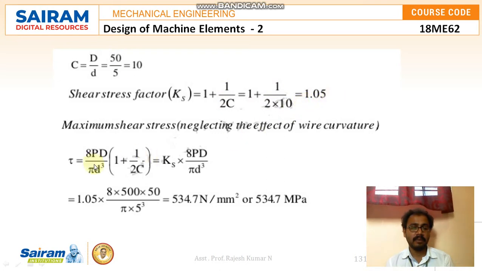So this is the formula. Let me substitute Ks value as 1.05 and 8 into P into D. P is nothing but the applied force, that is 500, D is the mean diameter, and small d is the wire diameter. While substituting, 1.05 into 8 into 500 into 50 divided by pi into 5 cube, I am getting the shear stress value as 534.7 newton per mm square. Even in terms of megapascal, if you want to mention, no issues; without changing any magnitude, we can write newton per mm square as megapascal.